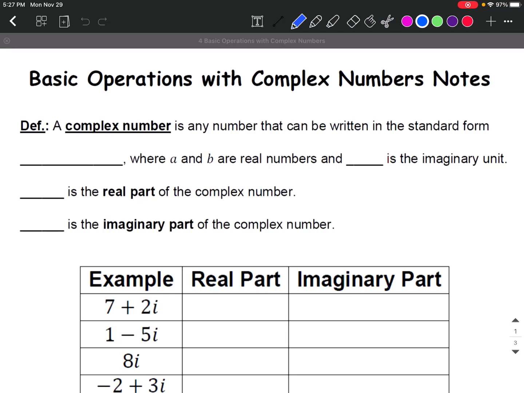A complex number is any number that can be written in the standard form a plus bi, where a and b are real numbers and i is the imaginary unit. Remember, the imaginary unit, i, is the square root of -1. Now, a is what we call the real part because there's no imaginary part to it. There's no i. There's no square root of -1. bi is the imaginary part of the complex number.